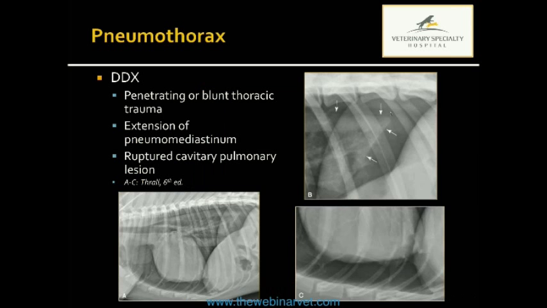So the first major disease you may deal with of the pleural space is pneumothorax. I've listed a few differentials for you here. So certainly penetrating wound to the chest, even blunt thoracic trauma without direct penetration can lead to pneumothorax as well. Theoretically, we can also have extension of pneumomediastinum, so pneumothorax may be a secondary condition rather than primary. And then, of course, ruptured cavitary pulmonary lesion.